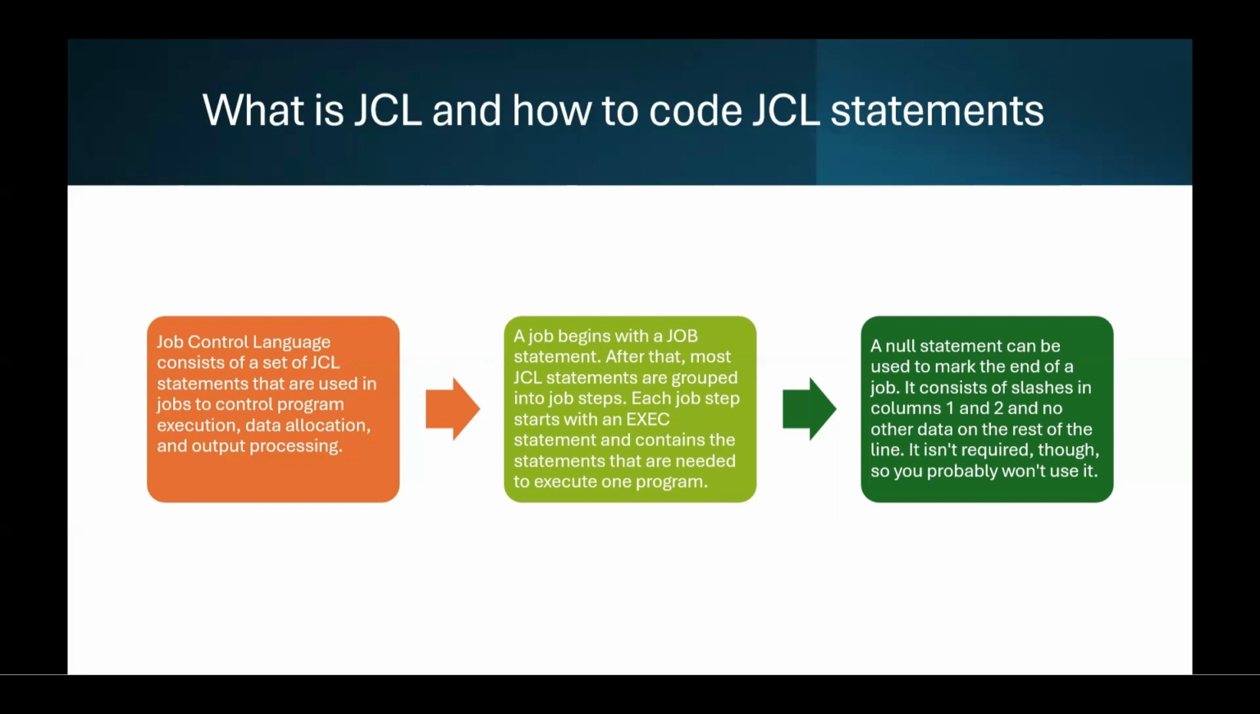And after that, we'll have a null statement that can be used to mark the end of a job. It consists of slashes in columns 1 and 2 and no other data on the rest of the line. It isn't required, though you probably won't use it. So this is all about JCL and the statements we have in JCL.